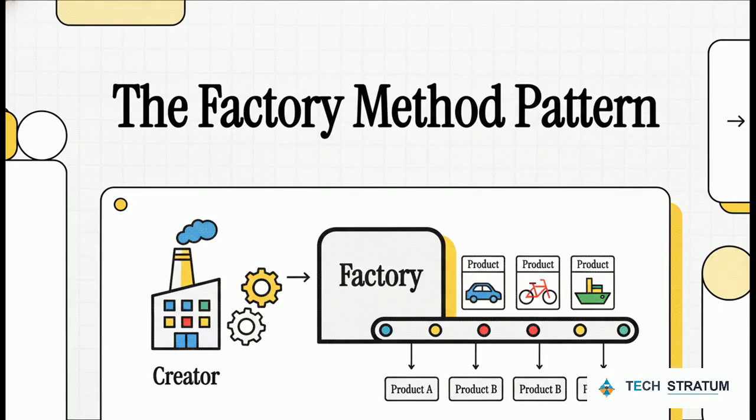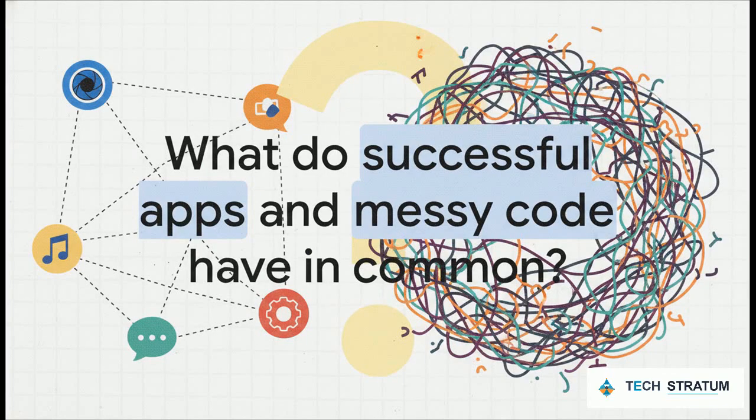Today, we're jumping into a really crucial design pattern that helps you write flexible and scalable code, the factory method. You know that feeling when a super clean project slowly turns into a complete mess as new features get bolted on? Well, you're about to see a powerful way to stop that from ever happening again. Let's dive in.